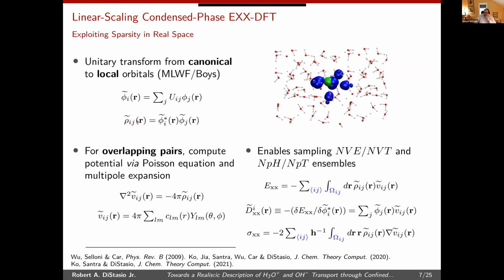And you see that here in the energy, right? As opposed to just a sum over all i and j, we're only going to sum over i and j that overlap. The second thing is, for those overlapping pairs, we're going to compute the potential using the Poisson equation, which is a second order elliptic boundary value problem, which of course requires us to set the boundaries, which we do through a multipole expansion of the density of these product densities. Now, again, where you solve that Poisson equation really only needs to be on the area where the orbitals overlap, and that leads to our second level of savings.